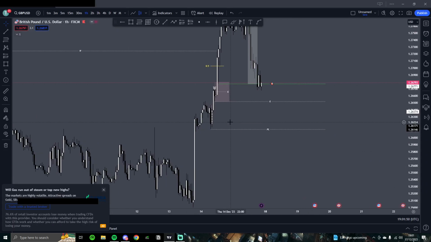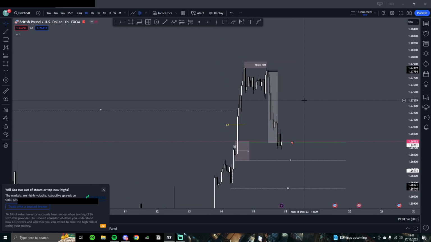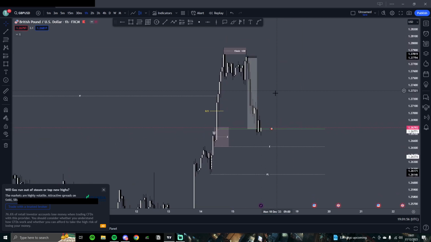So I'm just going to go through a couple trades this week. One of them I didn't manage to take by like 1 pip, unfortunately. It would have been a crazy one. But I'll go through this.